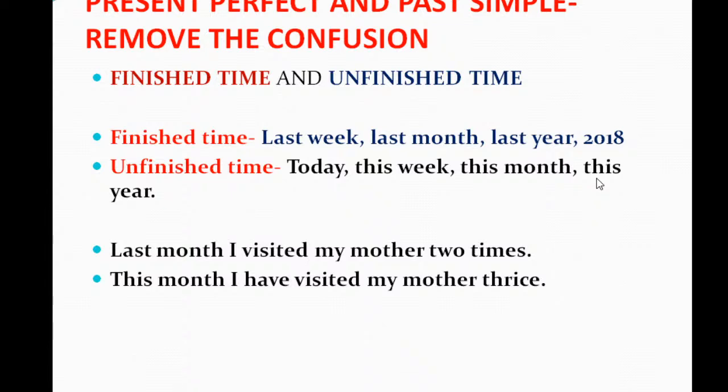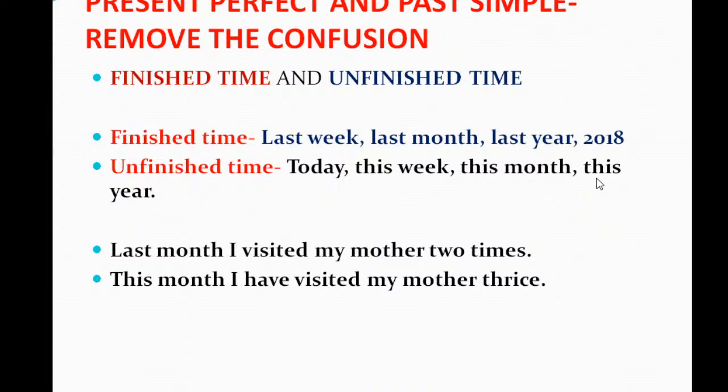Now come to the second one, which I am using in the form of a sentence. Last month, I visited my mother 2 times. And look at the very next sentence. This month, I have visited my mother thrice. Now you see what is the difference over here. This month I have visited, यहाँ पर भी visit हो गया और last month का visit भी खत्म हो गया. But last month has ended, so it is past simple tense, and this month is still going on, so it is present perfect tense.